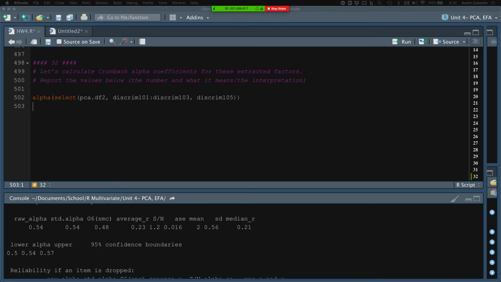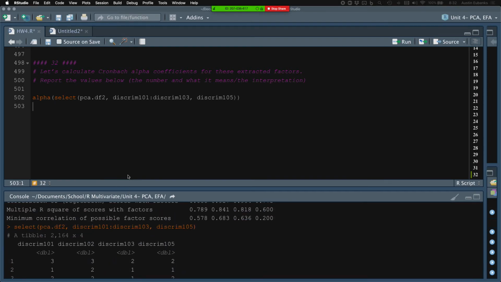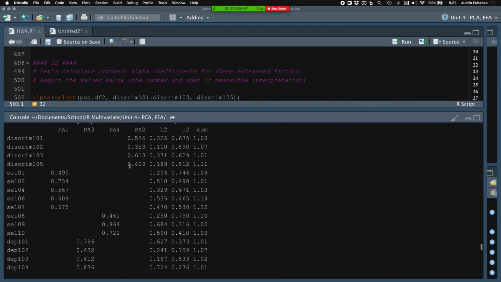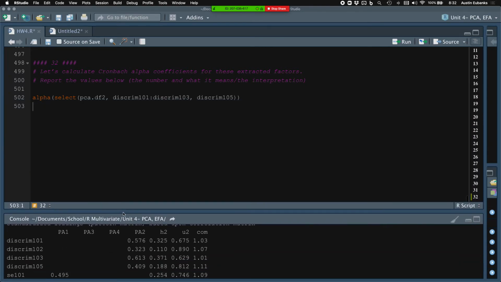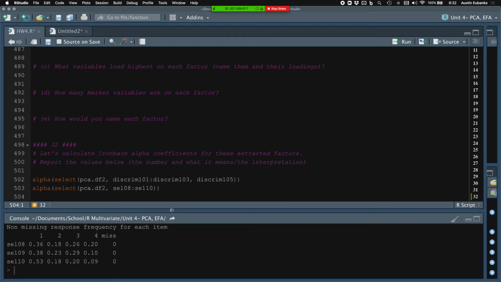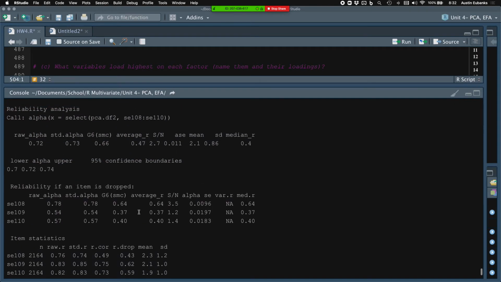For checking out the others, let's go back and look at what our things were. Looking here, SE 108, 109, and 110 make the fourth factor. So let's check the reliability of that one. Again, we're just going to call those three variables. And now looking up at our alpha, we can see that 0.72 is, now we're in much better territory at least.